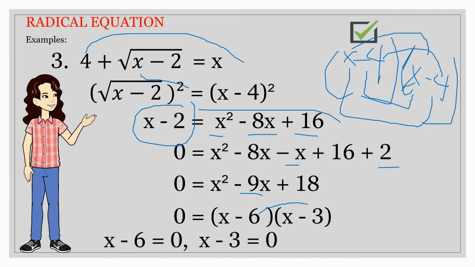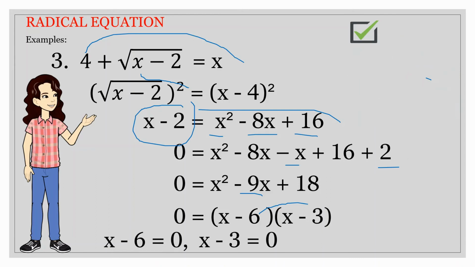So, what are the values of x now? x minus 6 is equal to 0 and the other one, x minus 3 is equal to 0. Okay, I will erase this first. After that, what are the values of x? x minus 6 equals 0, so x is equal to positive 6. And the other one, x minus 3 equals 0, so x is equal to positive 3. So we have two answers, x equals 6 and x equals 3. We need to know if these two are the solutions, meaning we need to check both.